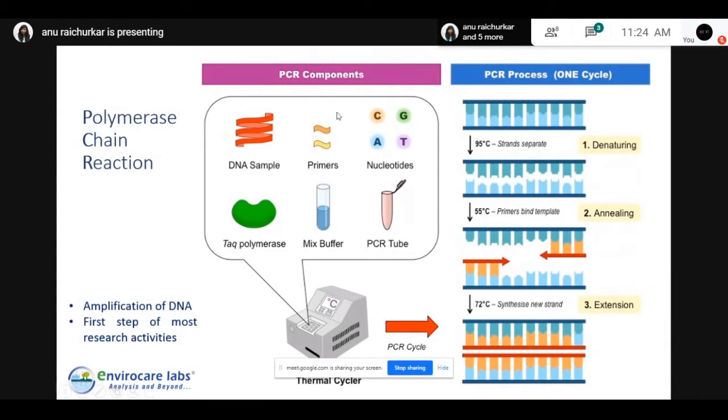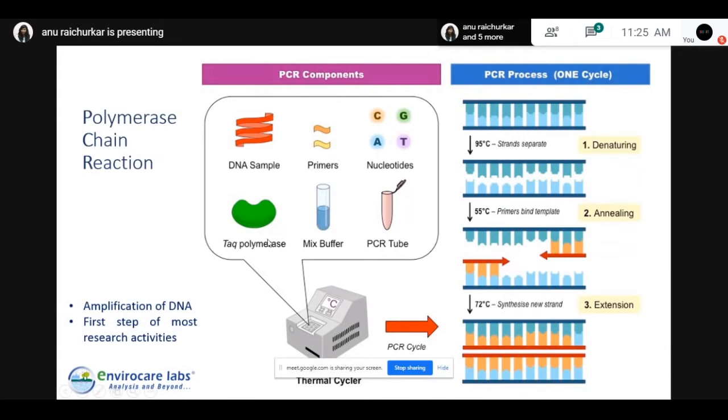Then you need something called a primer. What are primers? Primers are short oligonucleotide sequences which are complementary to your DNA sample, and they will recognize a specific sequence in your DNA that you want to amplify. That is the objective of a primer. Then you need nucleotides. There are four basic nucleotides in DNA: cytosine, guanine, adenine, and thymine, so ATGC, which you might have heard. These are among the most important ingredients, because they have to be added to your DNA strand.